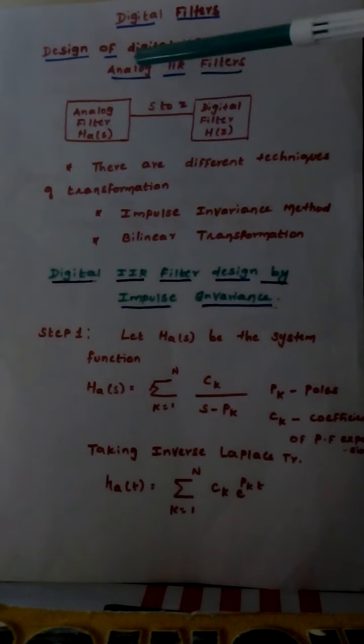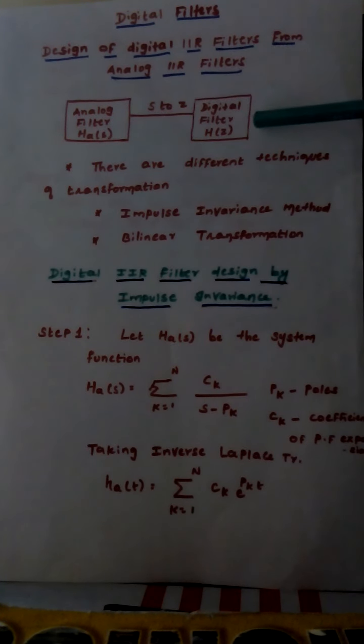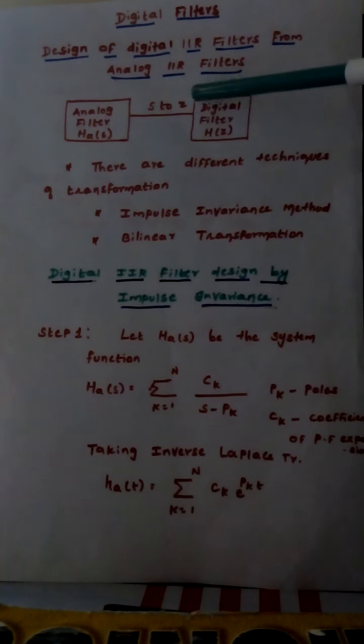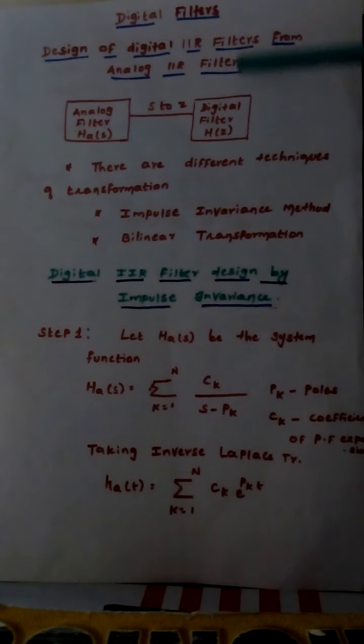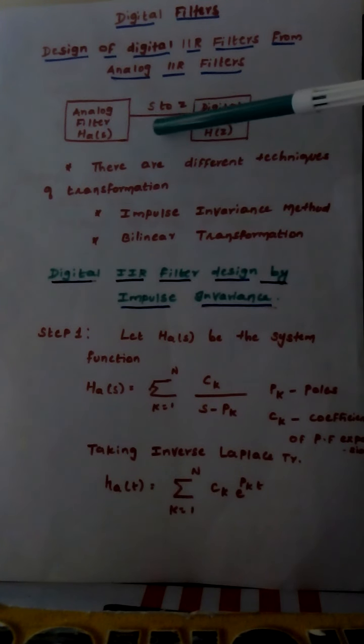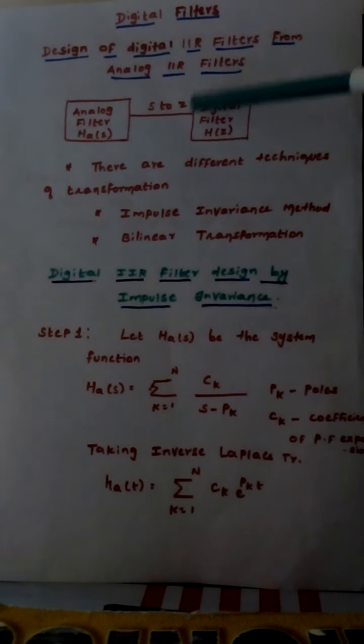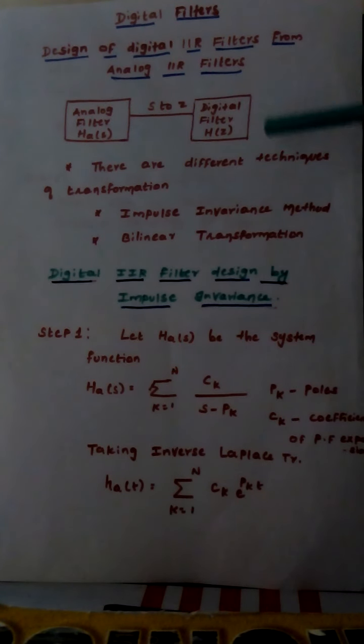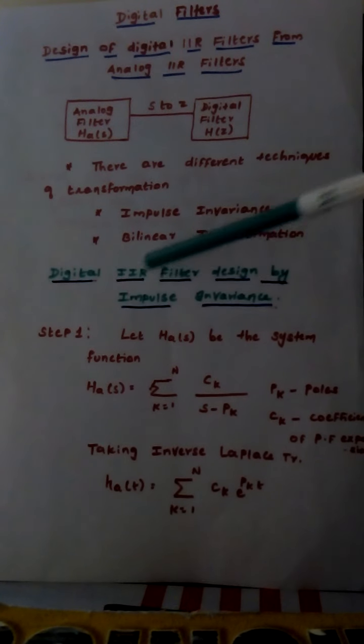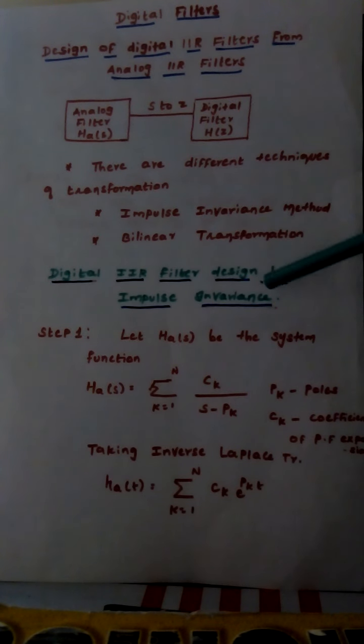If you want to convert this analog filter to a digital filter, we have to go for the S to Z transformation, which converts an analog filter to a digital filter. There are different techniques for this: one is the impulse invariance method, another is the bilinear transformation. The first method we'll see is the digital IIR filter designed by the impulse invariance method.